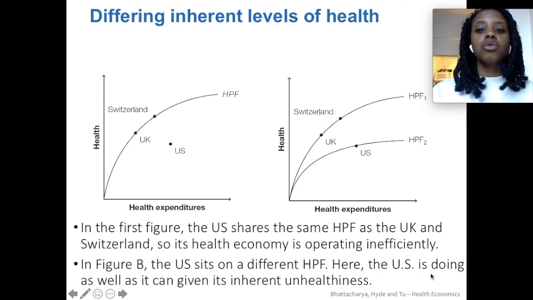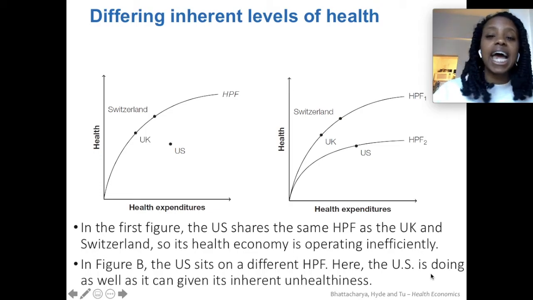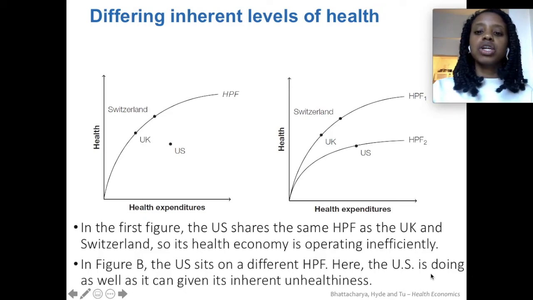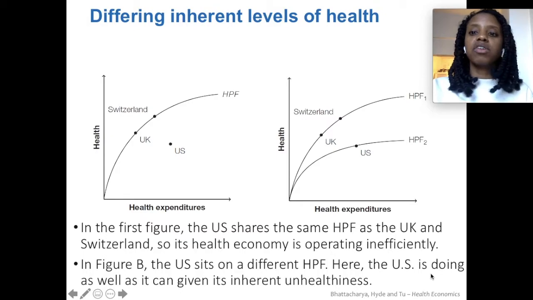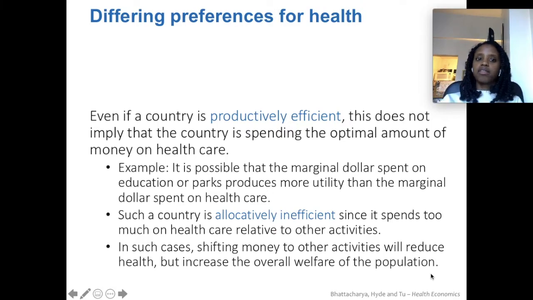Or perhaps the US is actually on a different health production frontier, and as a result, they are maximizing their possible healthcare outcomes, and their healthcare system isn't necessarily an inefficient use of resources. Perhaps that's just the most health we can get. Maybe we're just sicker. That would be illustrated through the second graphic, where we have a different health production frontier. It's a way of explaining that concept using the economic theories we've been talking about in this class.